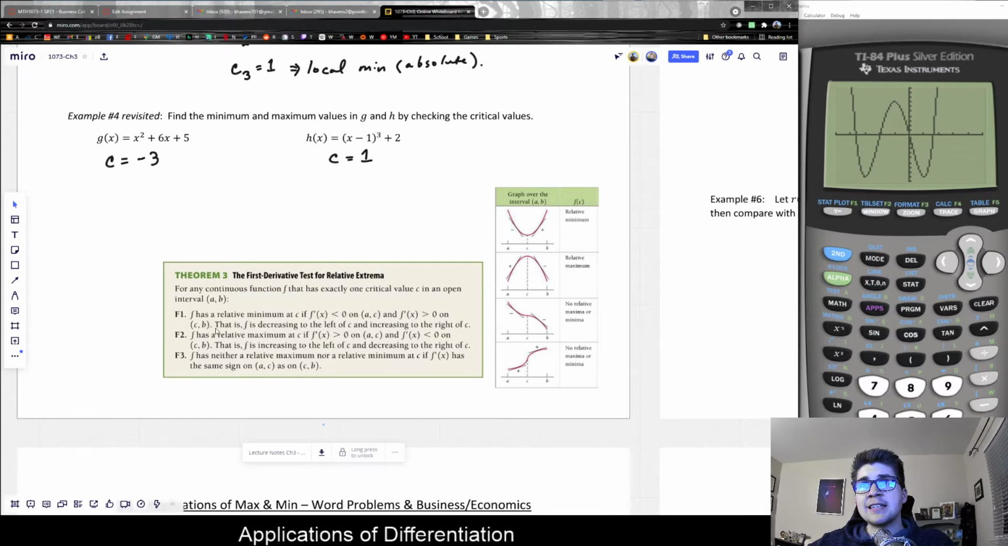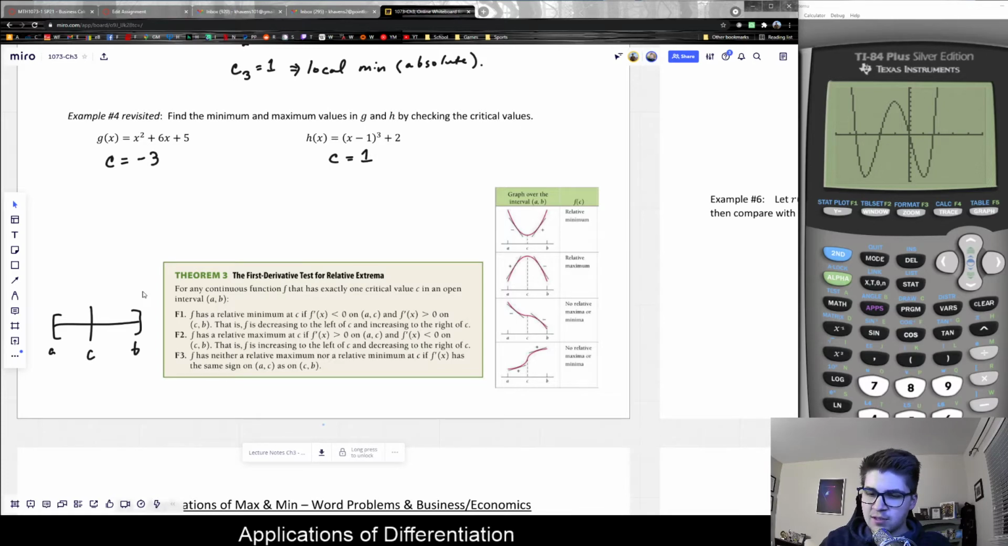Then the first part says that f has a relative minimum at c if the derivative is negative, or less than 0, on AC and the derivative is positive on CB. So basically, another way of reading this is we have an interval AB where we're looking at our curve, which I'm kind of imagining is here. C is somewhere in the middle, which is the location of our critical value, which is why we call it C. So this is sort of what I'm thinking in my head. We have A and B, and I have a critical value somewhere in here.